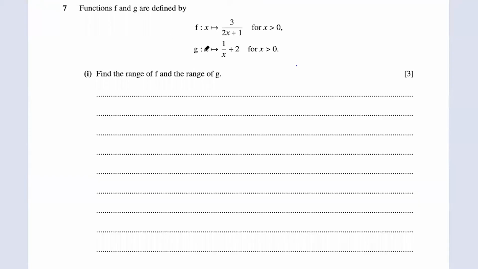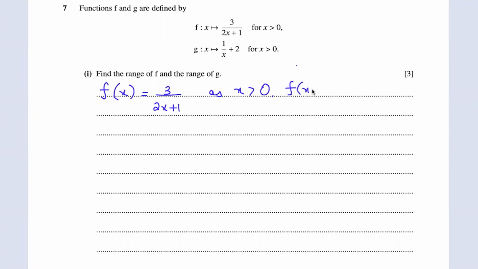Question 7, we have two functions, f of x equals 3 upon 2x plus 1, and g of x equals 1 upon x plus 2. We have to find the range of f. Now, as f of x is equal to 3 upon 2x plus 1 and the value of x is greater than 0, as we substitute positive values of x, the value of the whole function will keep on decreasing. As the denominator starts increasing, the value of the function will start decreasing, as x is greater than 0.